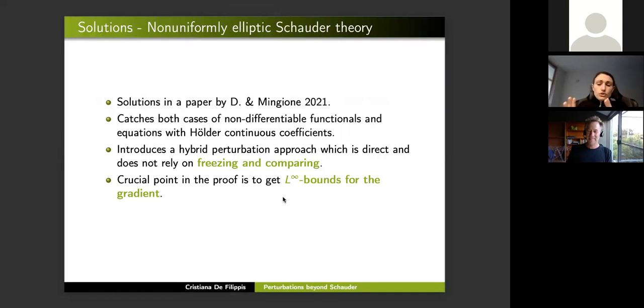Okay, now this talk is to propose a solution to this problem. We can catch both the cases of non-differentiable functionals and equations with Hölder continuous coefficients that are non-uniformly elliptic. Our technique goes beyond the one of freezing and comparing. It's slightly more indirect, but still we can confirm that Ivanov was right, and the crucial point is getting Lipschitz bounds for solutions or minimizers via approximation by more regular problems.